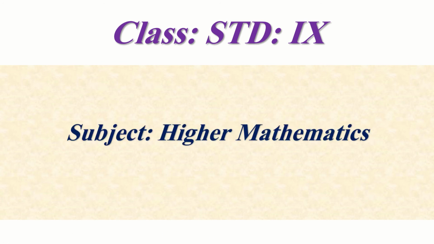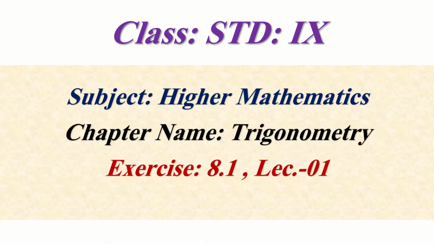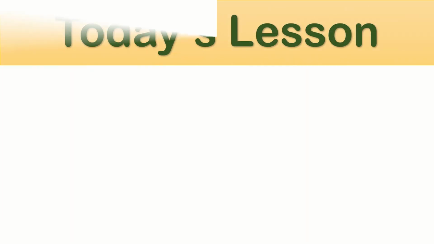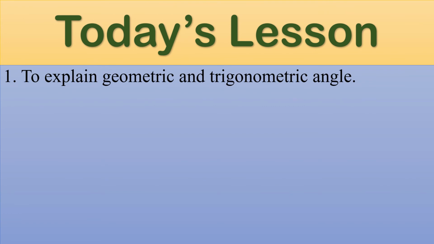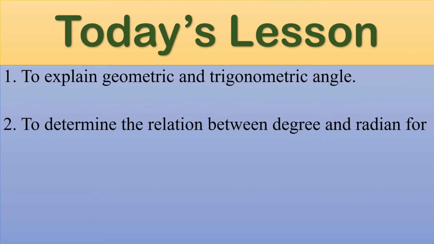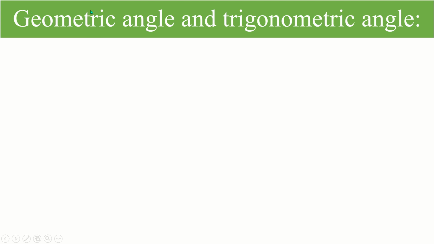Class Standard 9, Subject Higher Mathematics, Chapter name Trigonometry, Exercise 8.1, Lecture 1. Today's lesson: to explain geometric and trigonometric angle, to determine the relation between degree and radian for measurement of angles, to describe and apply the formulae of length of circular arc in radian, geometric angle and trigonometric angle.